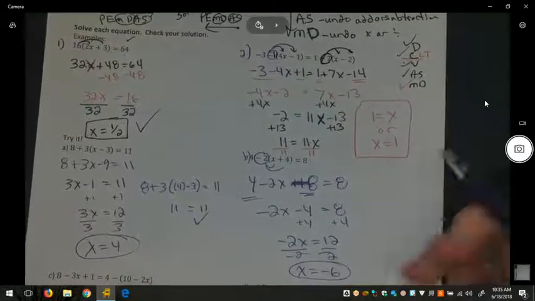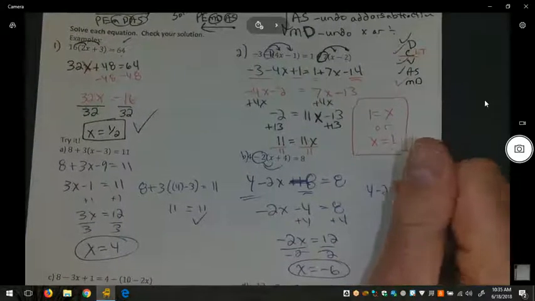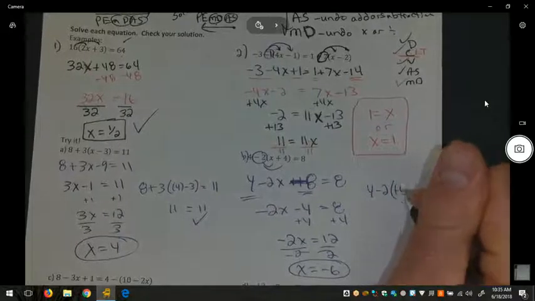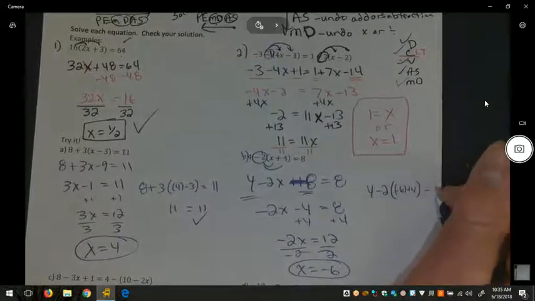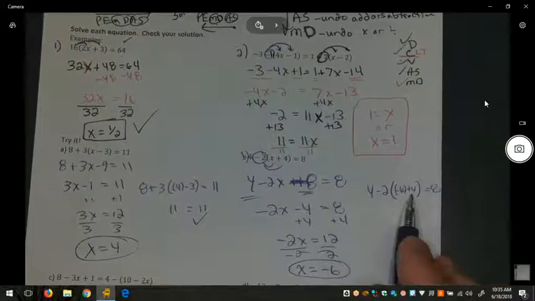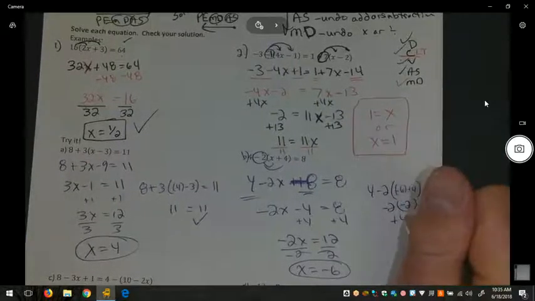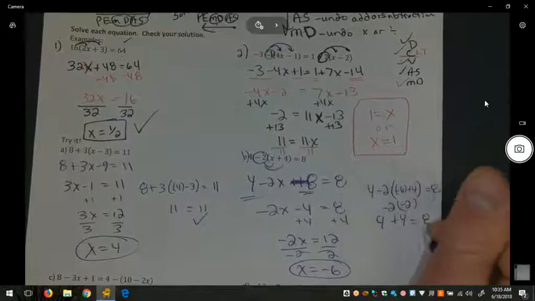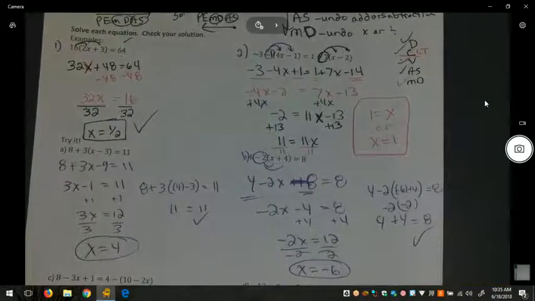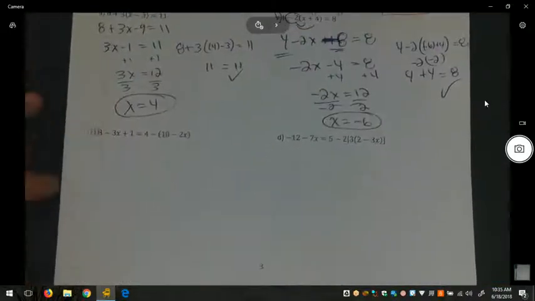I can plug that back in to check. 4 minus 2 times negative 6 plus 4 should equal 8. Negative 6 plus 4 is negative 2. Times negative 2 is positive 4, and 4 plus 4 is 8. Letter C.